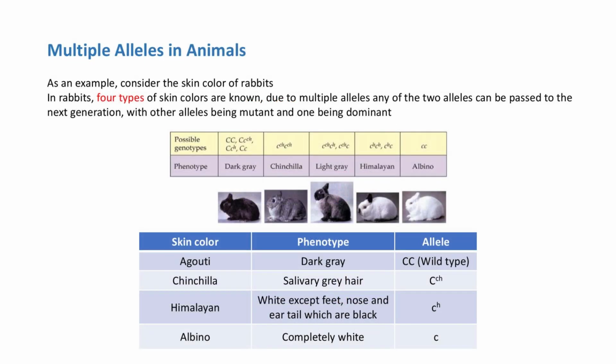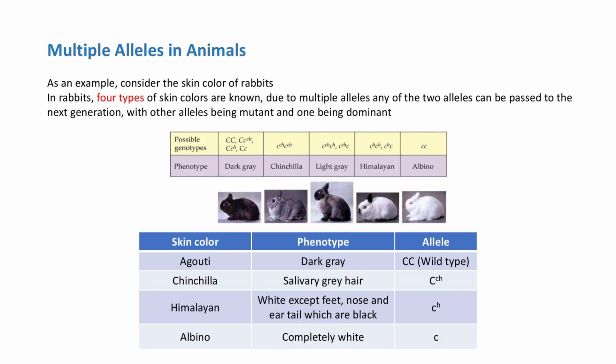Multiple alleles in animals. As an example of multiple alleles in animals, consider the skin color of rabbits. In rabbits, 4 different skin colors are known. Due to the existence of multiple alleles for skin color, there exists a variety of different skin colored rabbits. The agouti skin color is the wild type allele. We can see in the table shown in the slide that agouti has phenotype dark grey and its allele is represented by 2 capital C's.